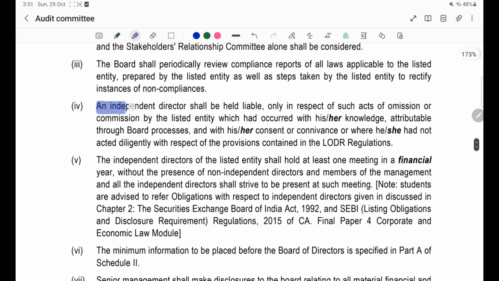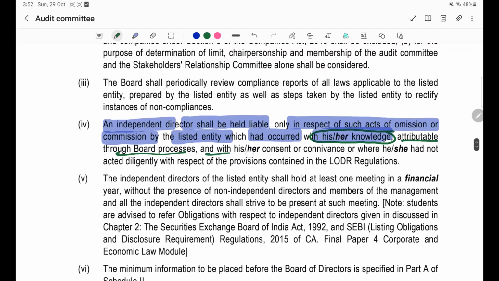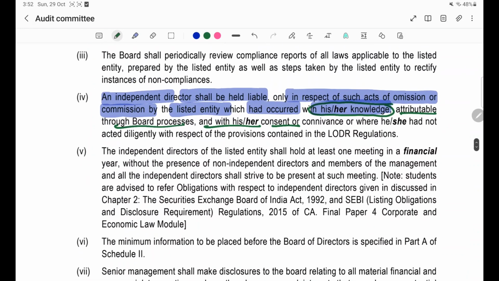Then there is this point, an independent director shall be held liable only in respect of such act or omission or commission by the listed entity which had occurred with his or her knowledge. So this keyword is important, with his or her knowledge, attributable through board process and with his or her consent. Now the next point is given, the independent directors of the listed entity shall hold at least one meeting in a financial year.